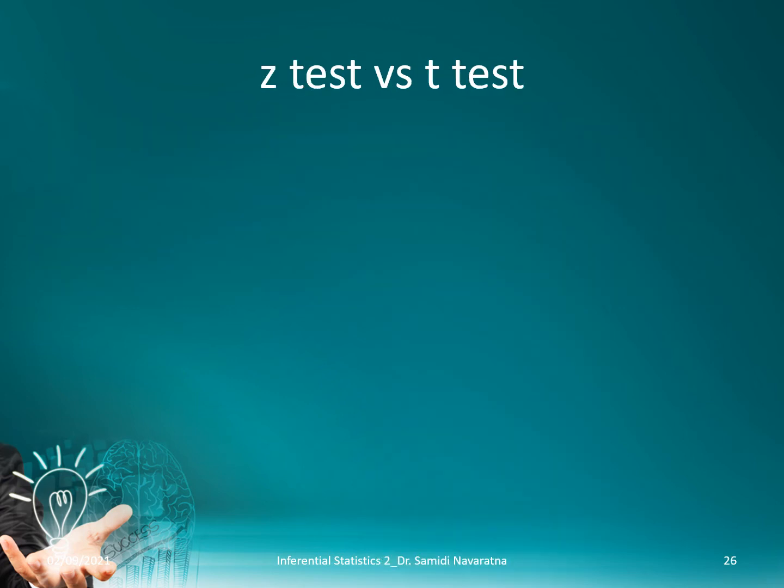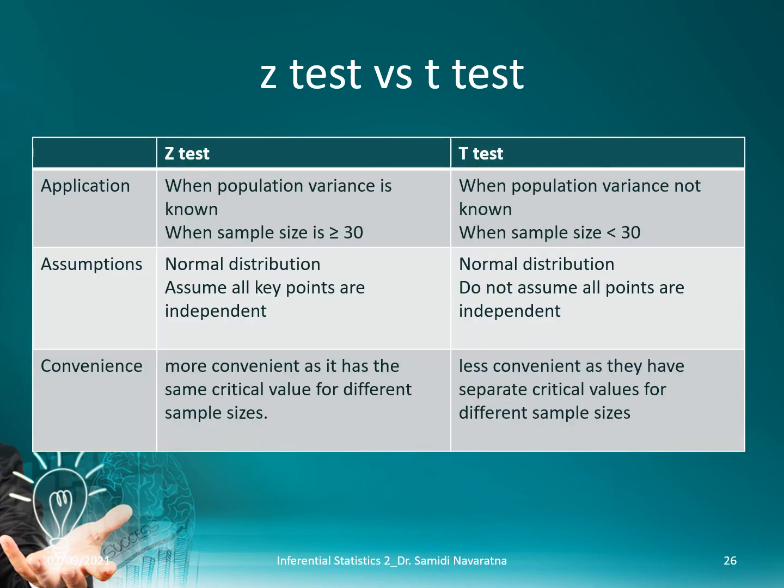So let's see what the differences are between the Z-test and the t-test. When comparing and contrasting the Z-test with the t-test, where applications are concerned, the Z-test is used when population variance is known, whereas the t-test can be used when population variance is not known. The Z-test is used for larger sample sizes, particularly samples of 30 or more, and the t-test can be used for smaller sample sizes, less than 30.